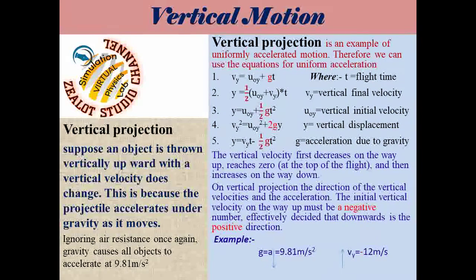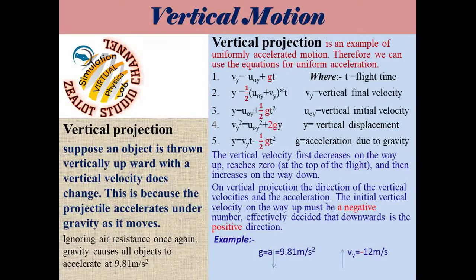For a vertical projection, we use uniformly accelerated motion, that means constant acceleration. In a vertical projection, the acceleration is constant, which is 9.81 meters per second squared. Therefore, we can use the equations for uniform acceleration, where the acceleration is gravity. So we use five equations of uniformly accelerated motion. V final is equal to V initial plus gt.